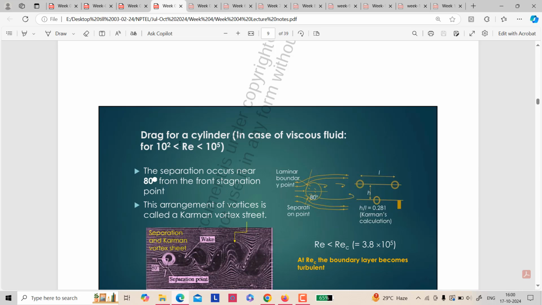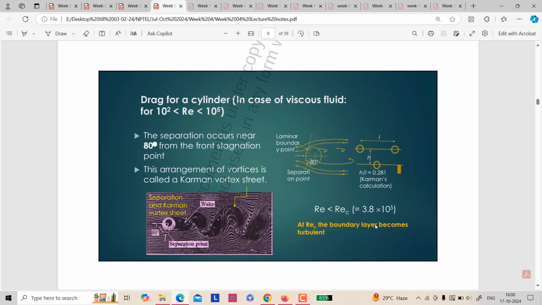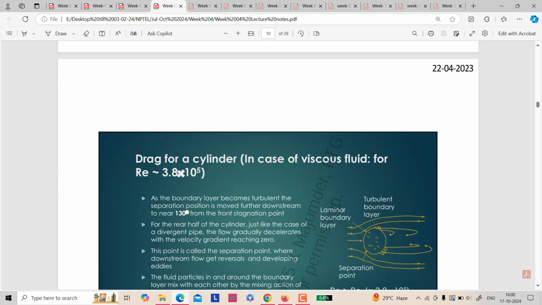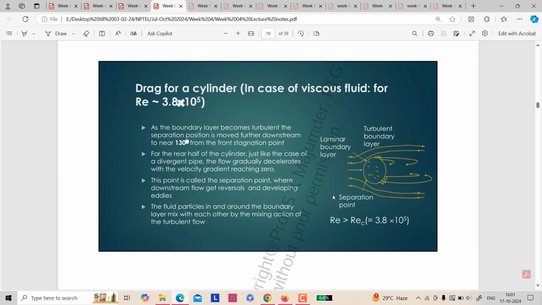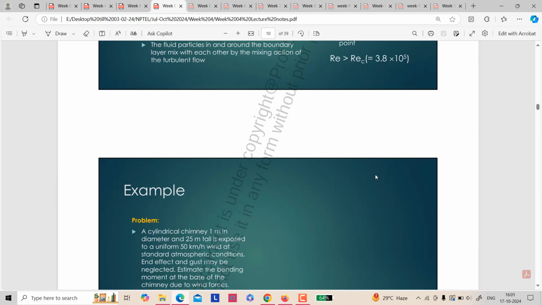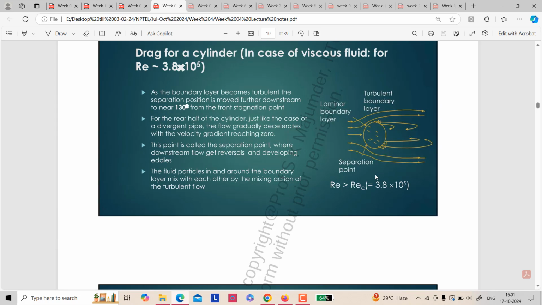When the drag for a cylinder is again increased, you can see that it becomes turbulent. Here also the turbulence is increased and the flow separation will happen from there. That means the flow will be separated from that position. They will create a void space here.